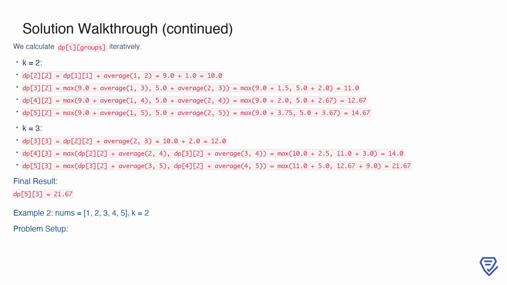Then, for k equals 3, we add an additional group. For example, dp[3][3] is calculated as dp[2][2] plus the average from index 2 to 3, giving 12.0. Using similar calculations, dp[4][3] becomes 14.0, and dp[5][3] reaches 21.67. Therefore, the maximum sum of averages for this example is 21.67 when the array is partitioned into 3 groups.